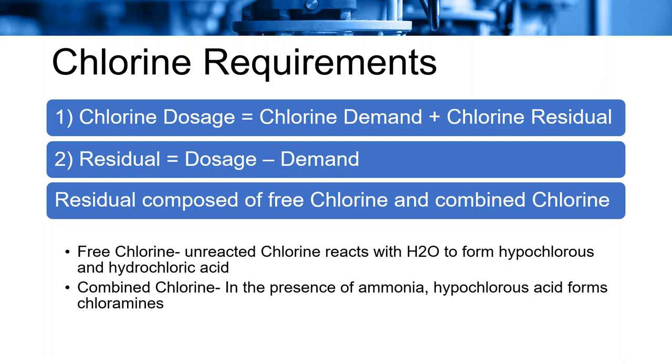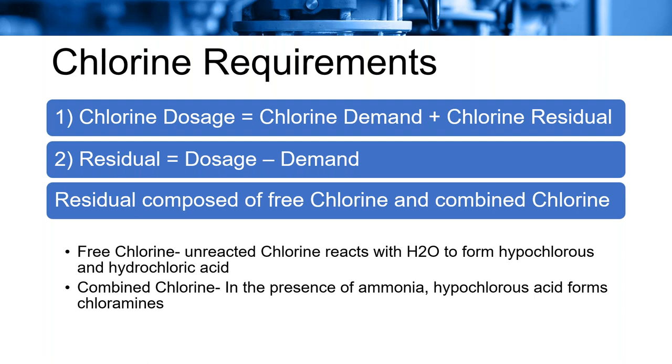And the free chlorine is just unreacted chlorine that reacts with water to form hypochlorous and hypochloric acid. And then, like I said before, the combined chlorine is in the presence of ammonia. Hypochloric will form chloramines, and then there are other organic compounds in there that can form organic chlorine compounds.